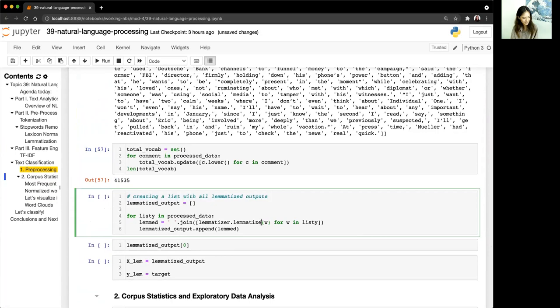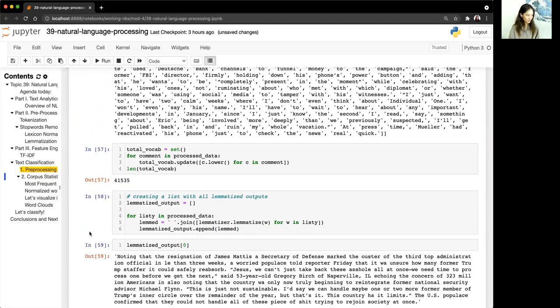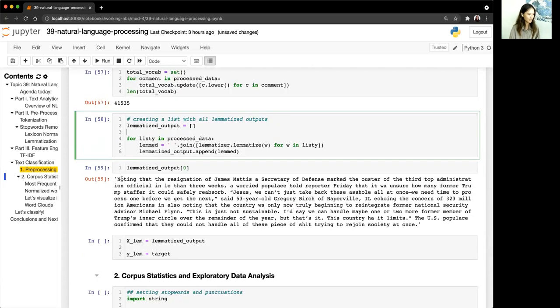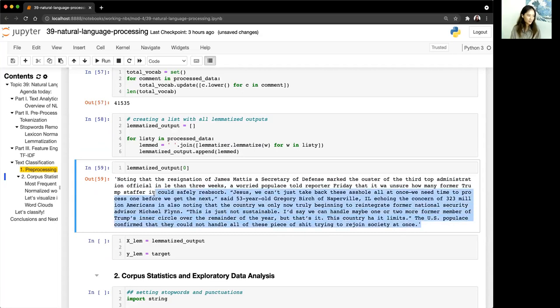Now, if I lemmatize this, I'm basically doing the same thing again, but instead I am outputting my lemmatized data. So if we take a look at our lemmatized output, and you can just work through this for loop on your own as well. It's not difficult, but this is our lemmatized output. Let's see if there's anything that looks lemmatized. Doesn't really matter, but this is our lemmatized output.